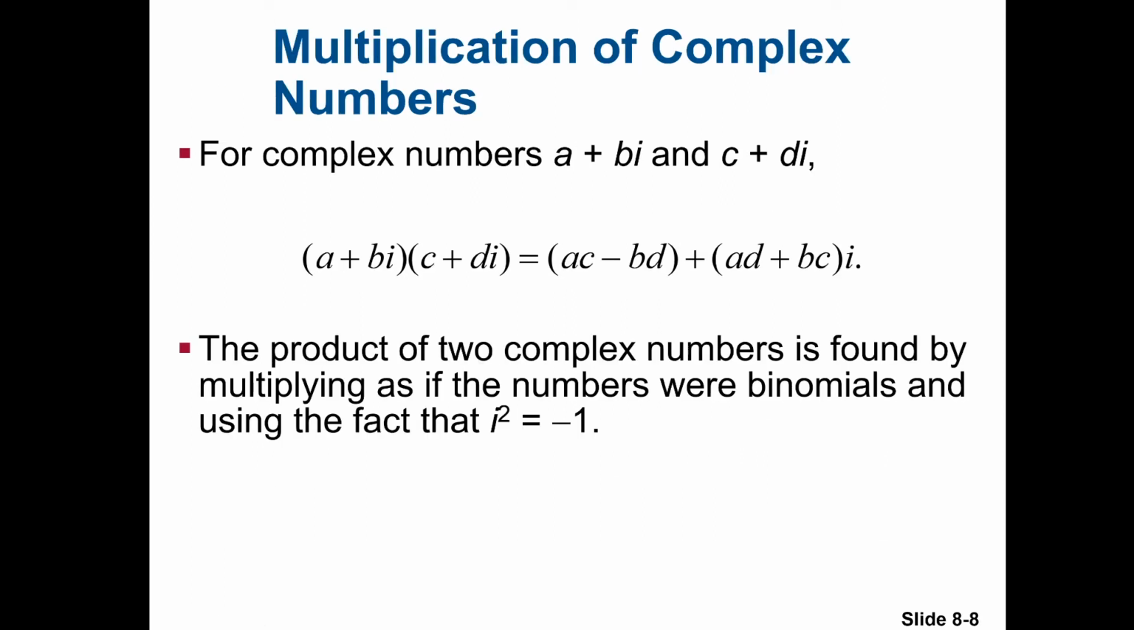Complex number multiplication. This one, basically, is about FOIL. So for a plus bi times c plus di, the way to rewrite it eventually is a times c minus b times d, plus the quantity of ad plus bc, times i. Once you FOIL first, outside, inside, and last, you group the real numbers and then the imaginary numbers. So the product of two complex numbers is found by multiplying as if the numbers were binomials and using the fact that i squared equals -1.